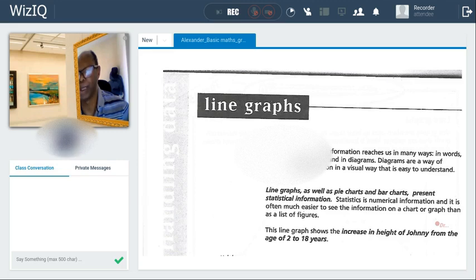So as you're saying, data is information. Information reaches us in many ways. In words, where obviously it can be written words or spoken words, in numbers, or in pictures and also in diagrams. So diagrams are a way of presenting information in a visual way that is easy to understand.